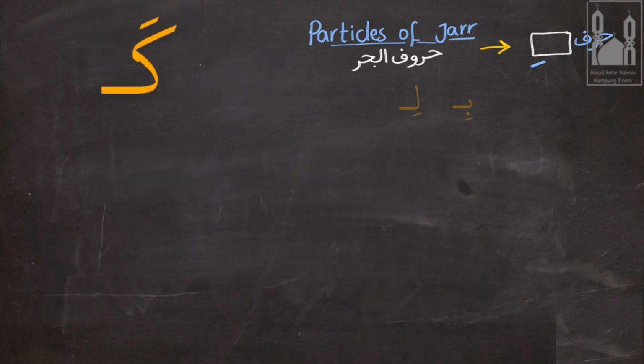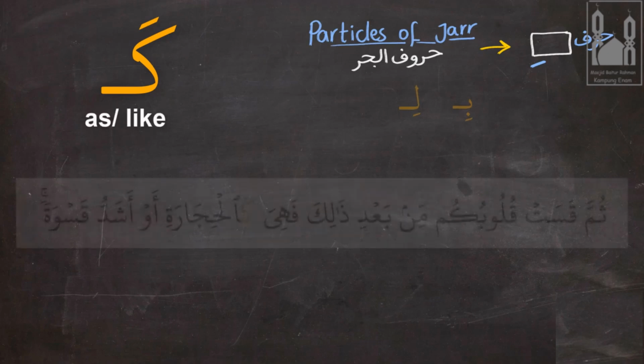Let's move to the next particle, which is the ka. Ka means as or like, and we see it used in these examples.